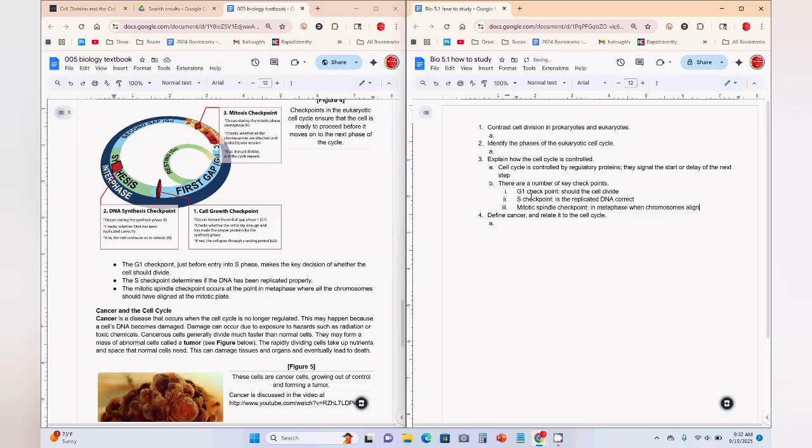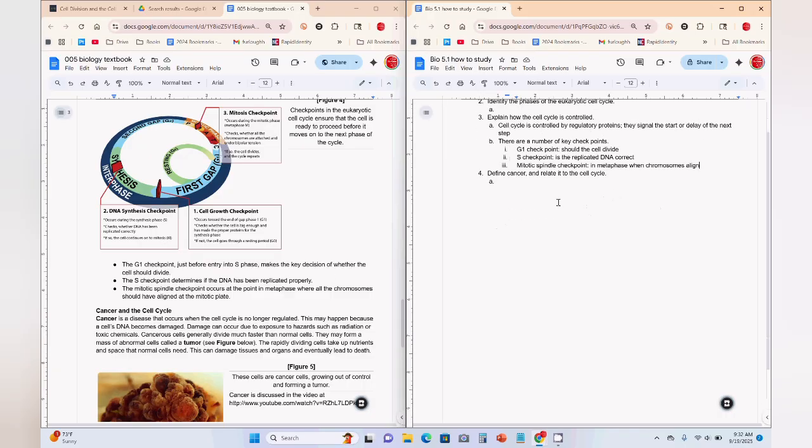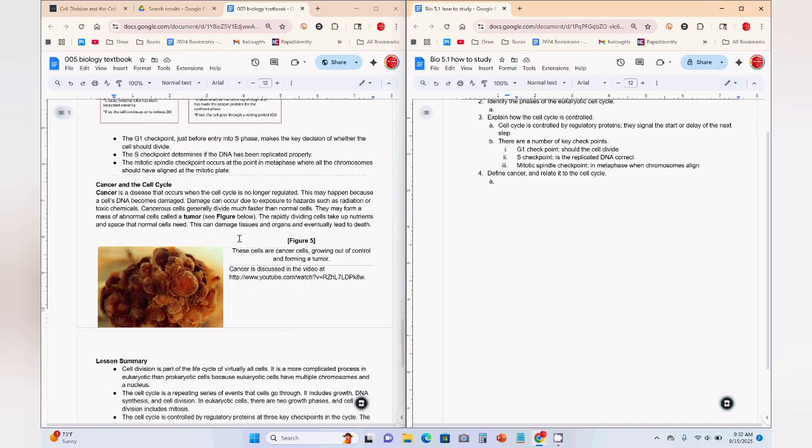All right. Now, the next thing we have here is cancer and the cell cycle. Number 4, define cancer and relate it to the cell cycle. So we're done with number 3. Maybe we might find something to put back there, but I think we're done. All right. Cancer and the cell cycle. Cancer is a disease that occurs when the cell cycle is no longer regulated. Well, that seems like a pretty clear definition to me. Cancer occurs when the cell cycle is no longer regulated.